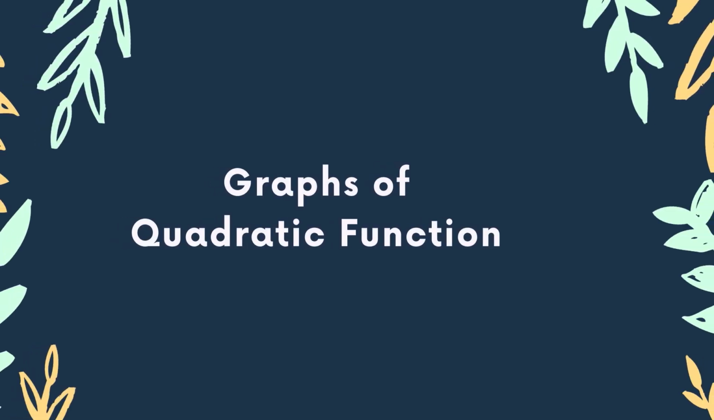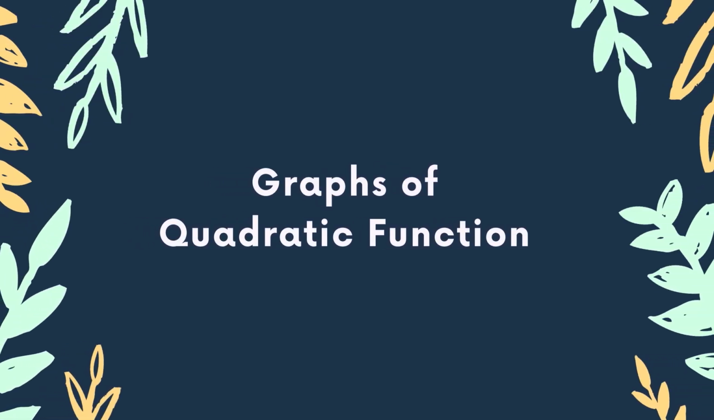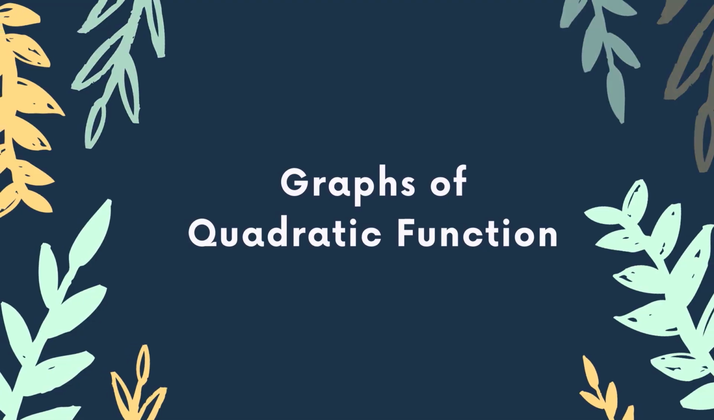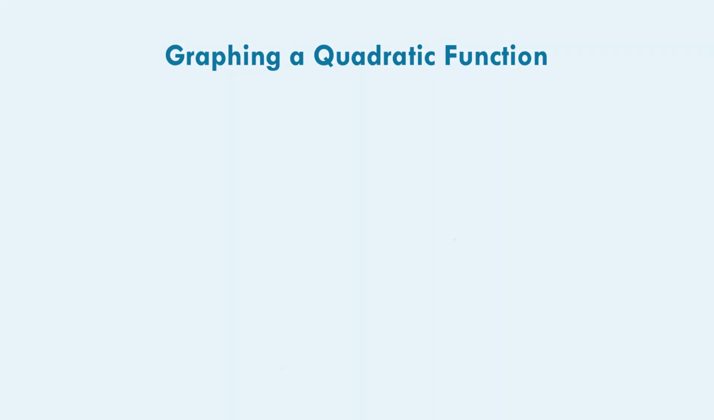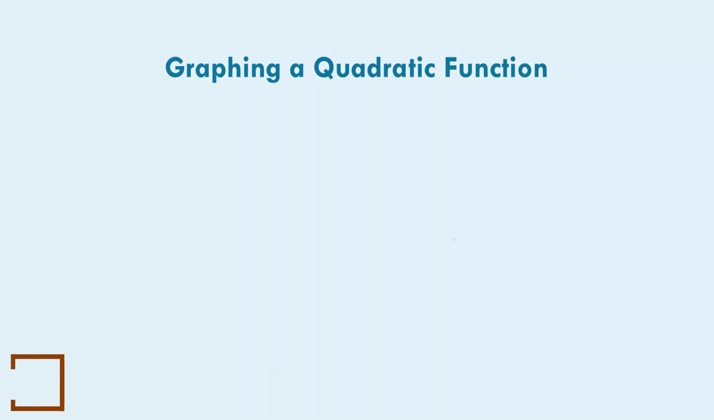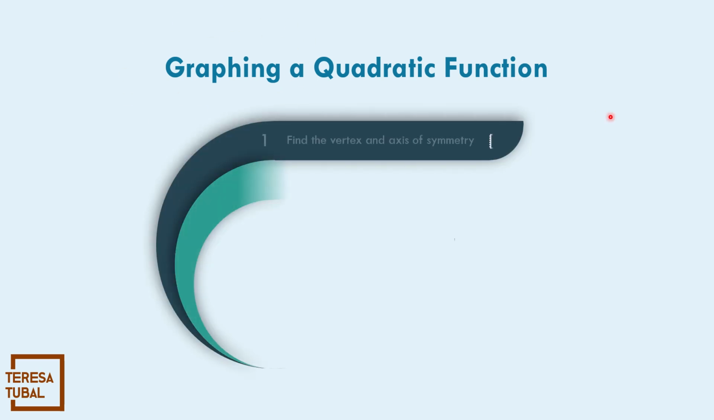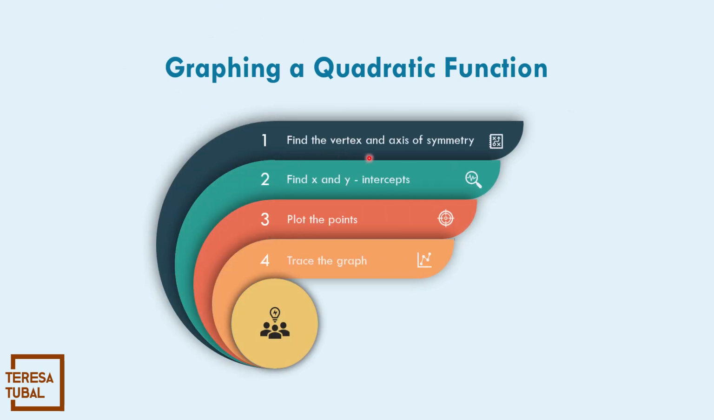Our lesson is about graphs of quadratic functions. What are the different ways in graphing a quadratic function? First, find the vertex and the axis of symmetry. Second, find the x and y intercepts. Third, let us plot the points, and then afterwards, number 4, let us trace the graph or sketch the graph.